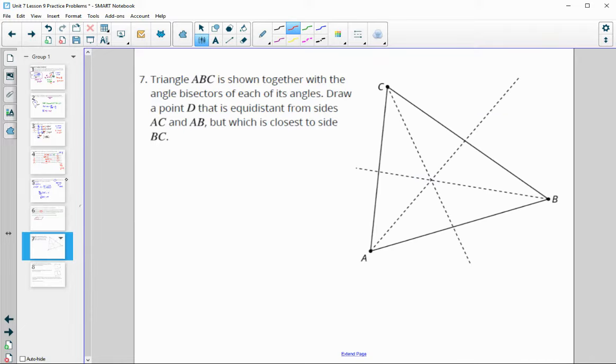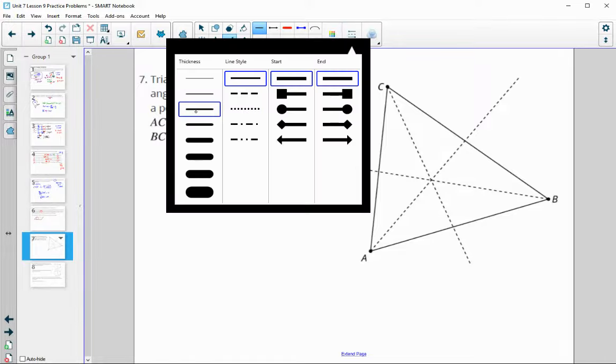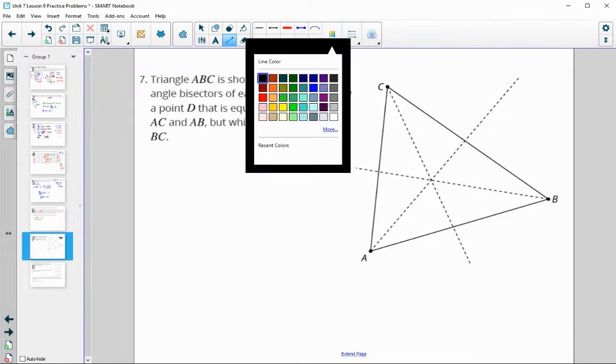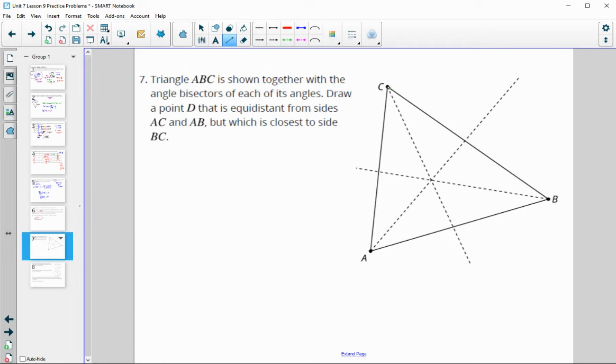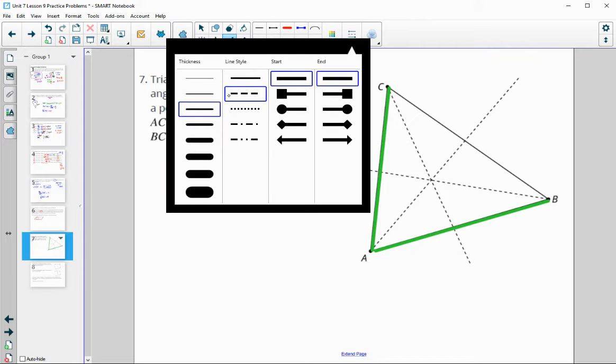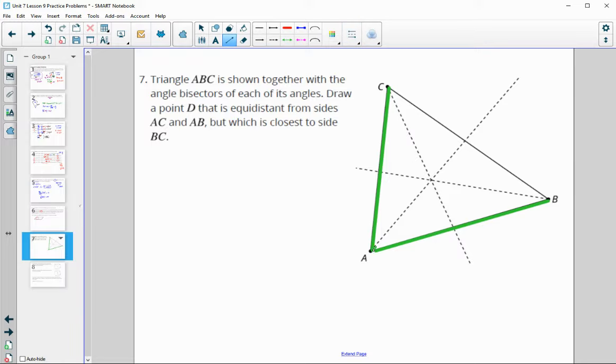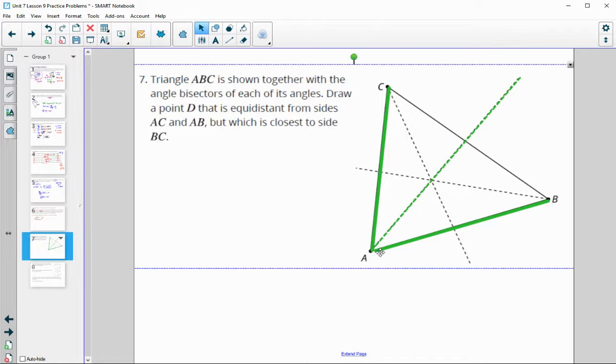Number 7, triangle ABC is shown together with the angle bisectors of each angle. Draw point D that's equidistant from sides AC. So let me get AC marked on here. So here's AC. So equidistant from AC and AB. If it's equidistant from those sides, that means it's going to be on the angle bisector of that angle. So it's going to be on this line. In order to be the same distance from the green side, it's going to be on that angle bisector.